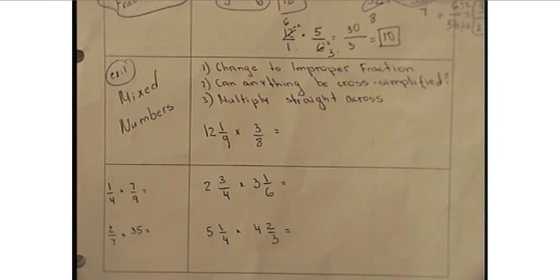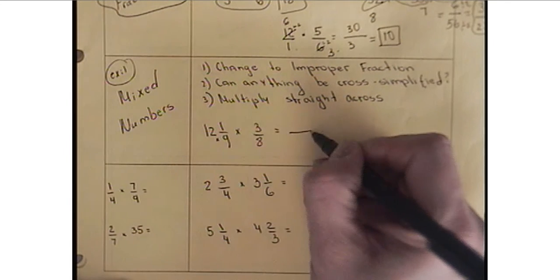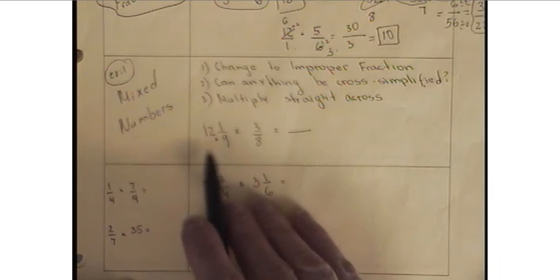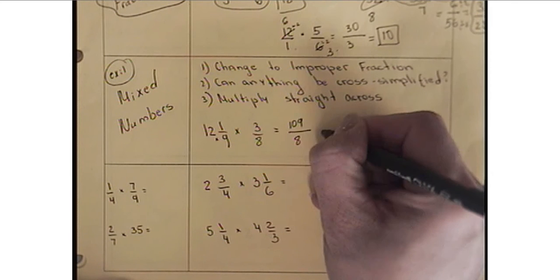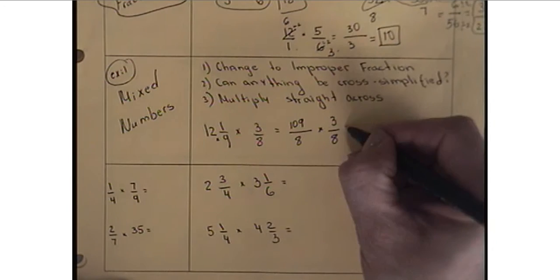Alright, so now let's go ahead and do the simplest form of this. 12 times 9 gives us 108, plus 1. This will be 109 over 9, times 3/8. Now, let me show you.